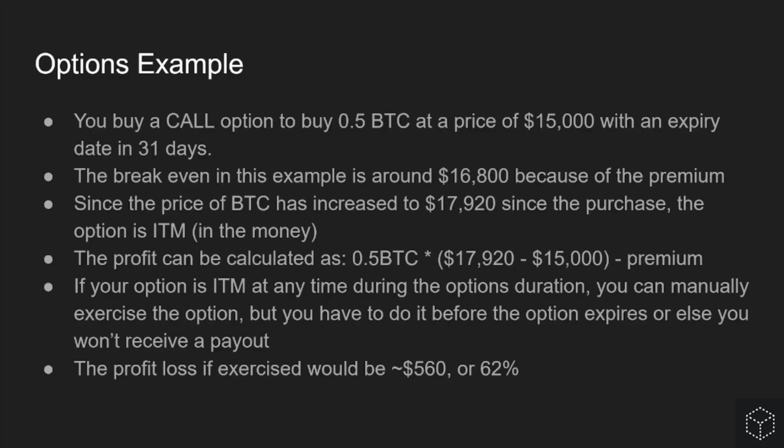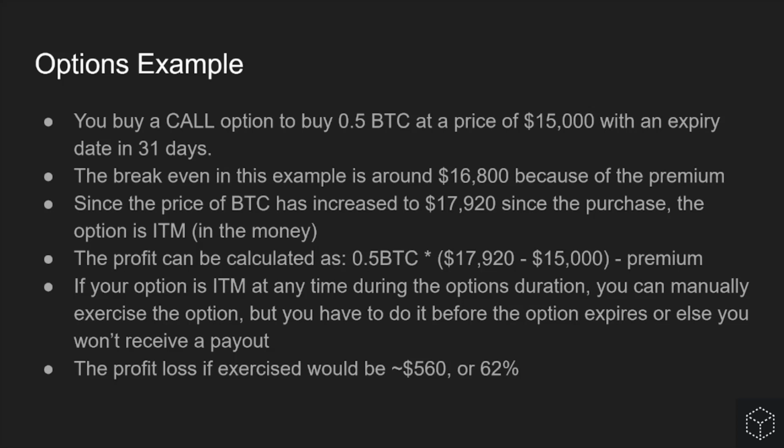So I just want to go over a quick options example to explain when you're going to be in the profit, things you want to look for. So for this example, you're going to buy a call option. A call option is when you expect the price of Bitcoin or the price of an underlying asset to increase. So in this example, we're going to buy half a Bitcoin at a price of 15,000, and options will always have an expiry.